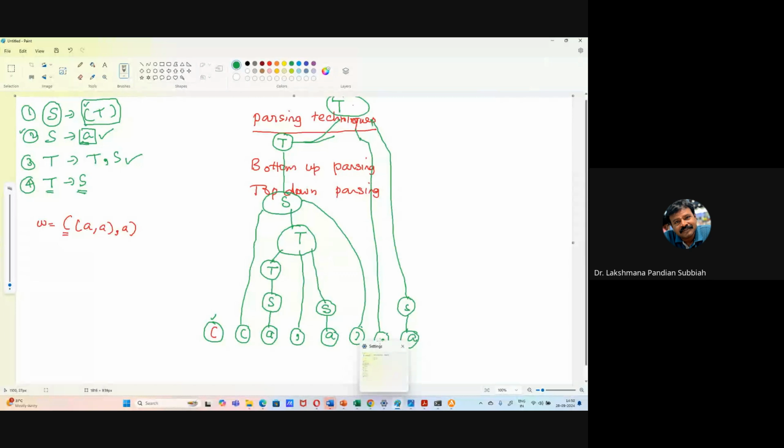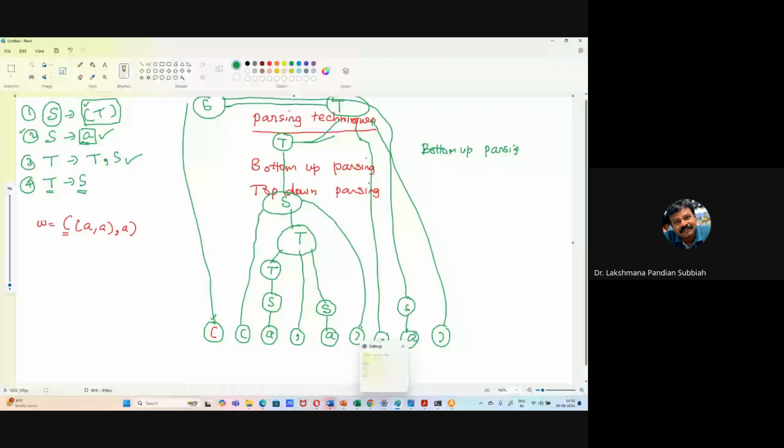Right? Now we are having a close bracket. Now this close bracket and this open bracket, this T, we are connecting now this open bracket and this T and this close bracket. Then this is reduced as S. So we are reaching the root start symbol. So this is what we call bottom-up parsing. We are generating a string from leaves to root.